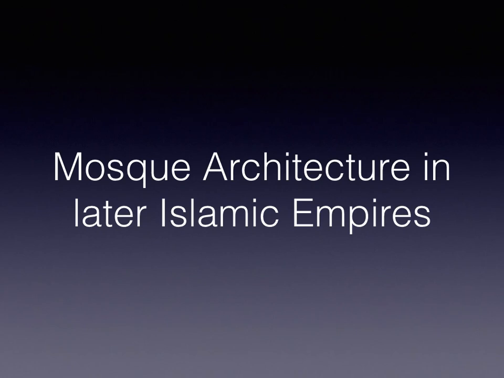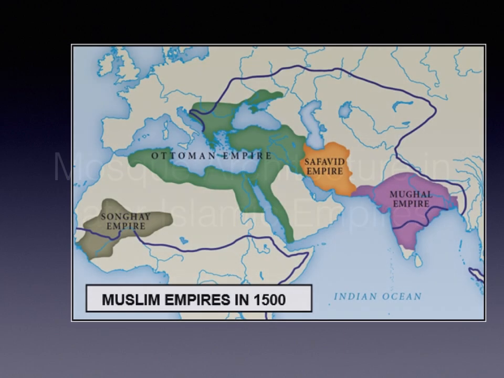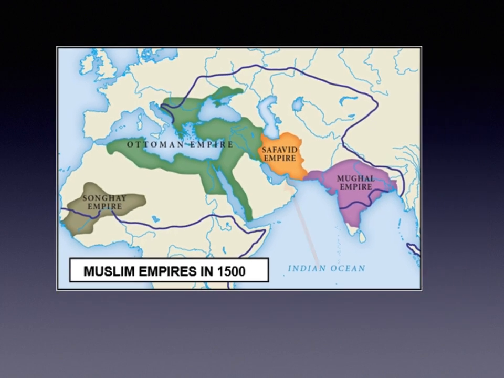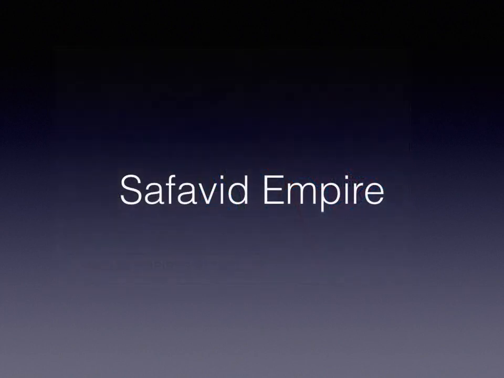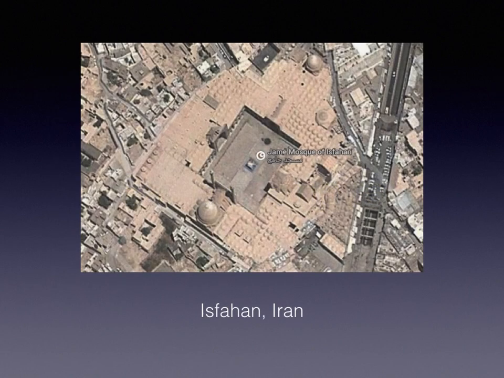Hi, all. We're back talking about mosque architecture, and we're moving along in time a little bit to focus on two empires. The first, the Safavid, is indicated here in the orange. And the main city of the Safavid Empire would be Isfahan, which is in today's Iran. I'm showing you really kind of a satellite image of the center of Isfahan, which is really where we're going to focus.